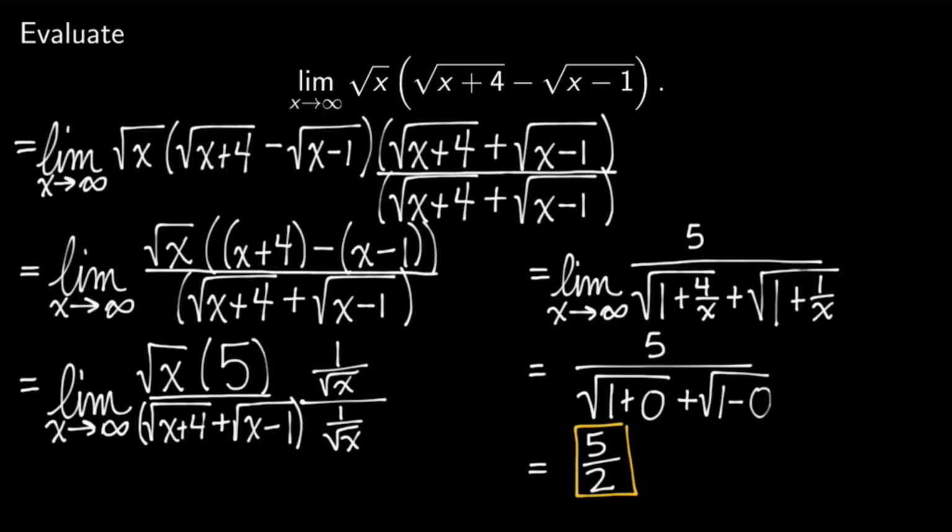So totally non-obvious from looking at the initial problem that the answer was going to be 5 over 2. But by using conjugates and some fraction tricks, we actually find out that this whole expression literally approaches 2.5 as x goes to infinity.